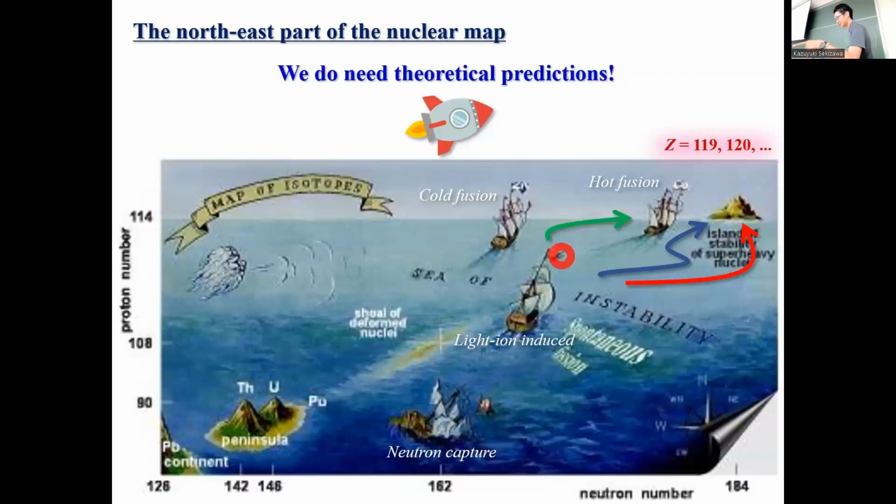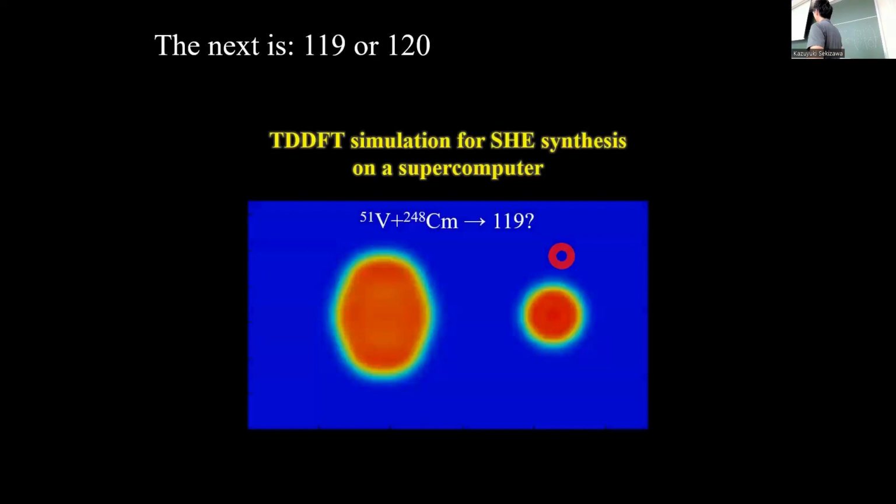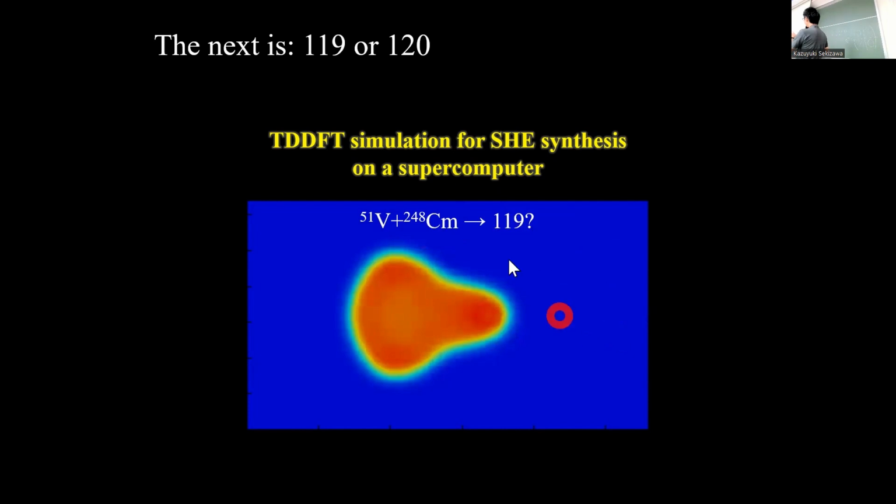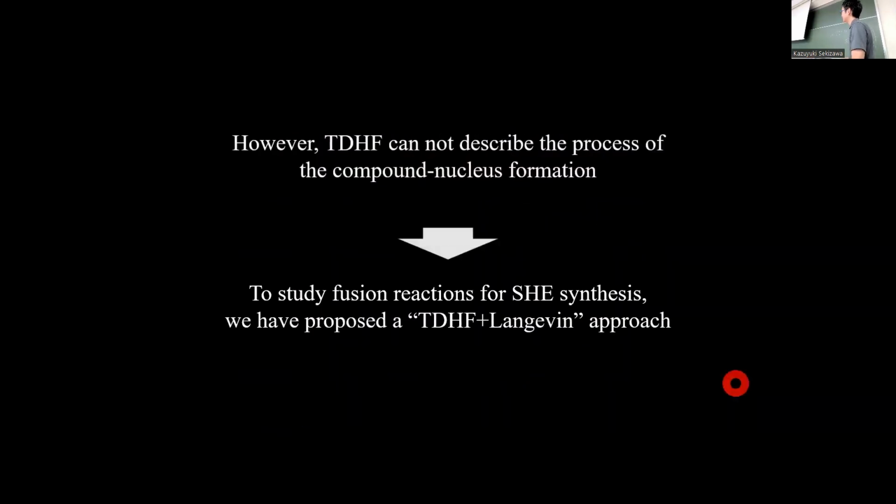Okay. So since time is up, I will just go quickly and summarize. Okay, so this is one of the simulations that may synthesize element 119. So in this way, we can calculate the reaction of some specific nuclei, and we can extract various quantities that may be useful to synthesize experimentally. Okay. So this is the final topic, but I may go very quickly.